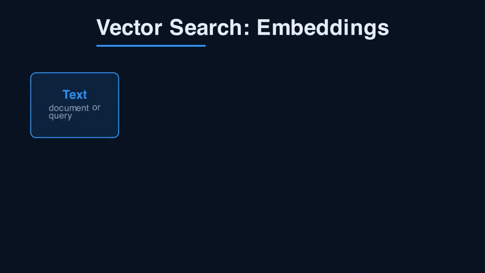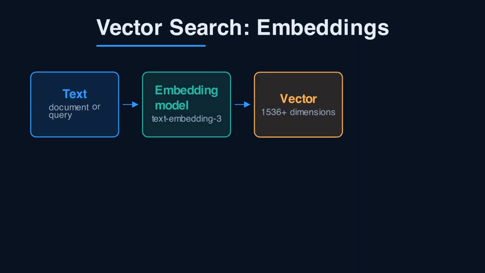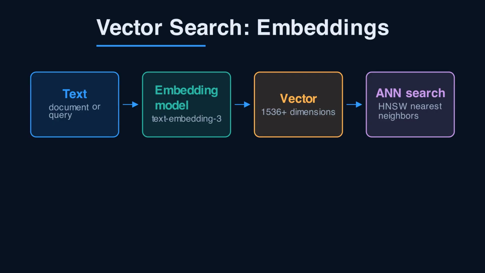Vector search takes a different path. You run your text through an embedding model, like Azure OpenAI's text-embedding-3-large, which turns it into a high-dimensional vector that captures meaning. At query time, you embed the query the same way and find the nearest neighbors using HNSW, an approximate nearest neighbor algorithm. Now laptop and notebook computer land close together because they mean similar things. Vectors handle paraphrase, multilingual queries, and fuzzy intent beautifully.